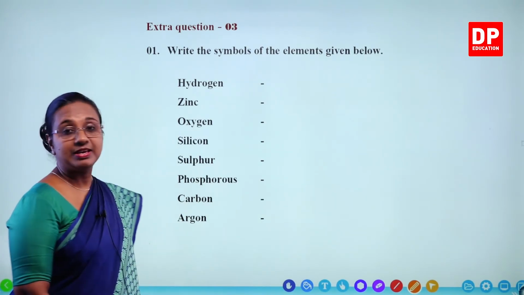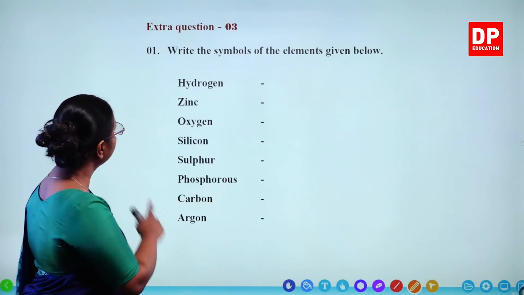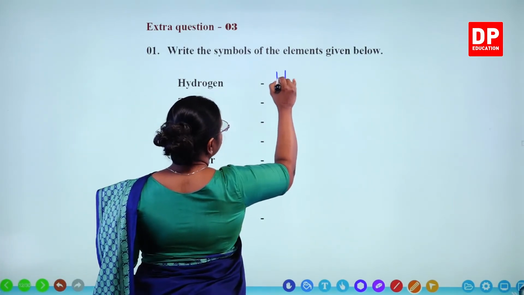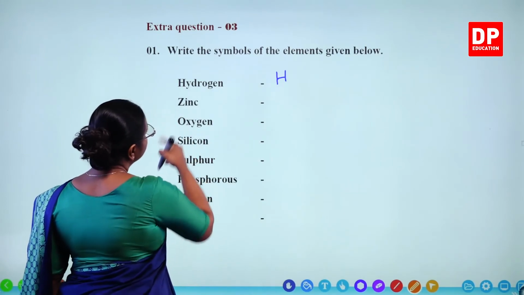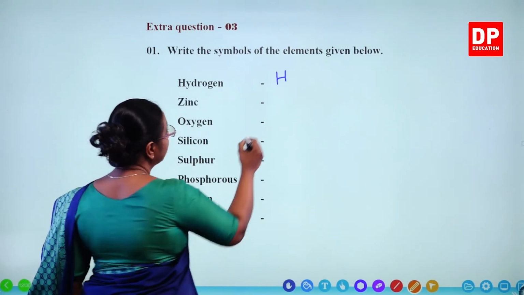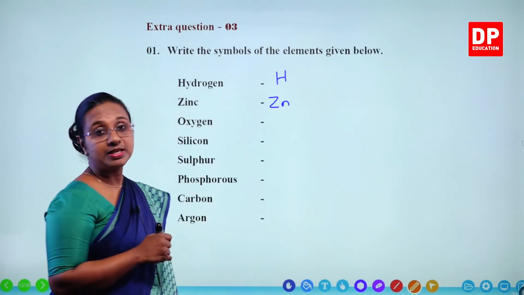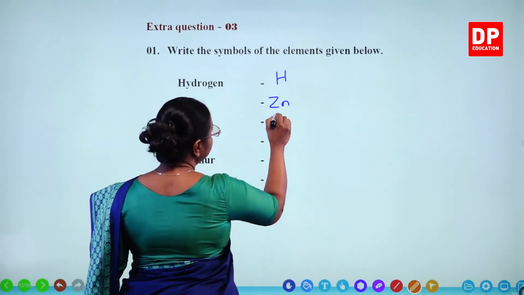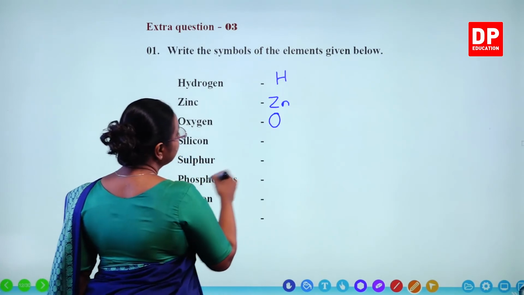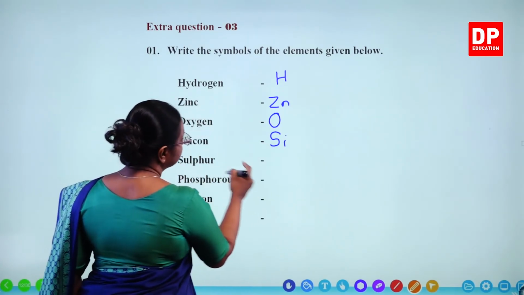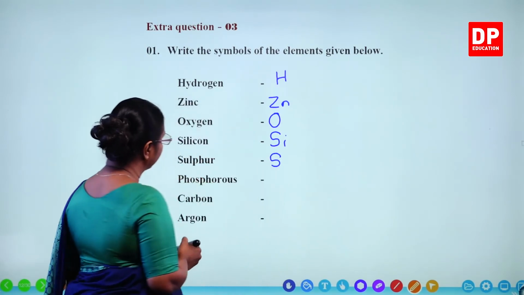So very easy, we have discussed these before also. First element is hydrogen. So the symbol is capital H. Then zinc, you can remember, that is Zn. Oxygen, what is the symbol? Capital O. Then silicon, you can remember, is Si. Then sulfur, S, just one letter.